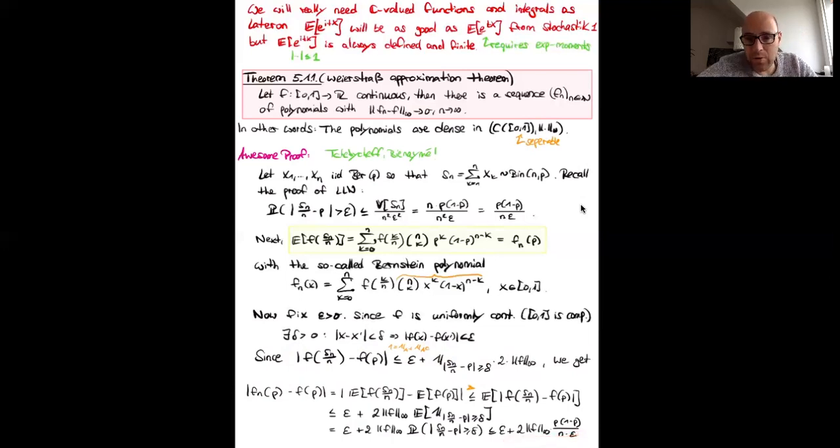And here comes now the importance of the compact interval. We used it already for the uniform continuity. Here we use it again. Well, all these p's, they're between 0 and 1. So that term here is more or equal to 1. So in total, what do we have?